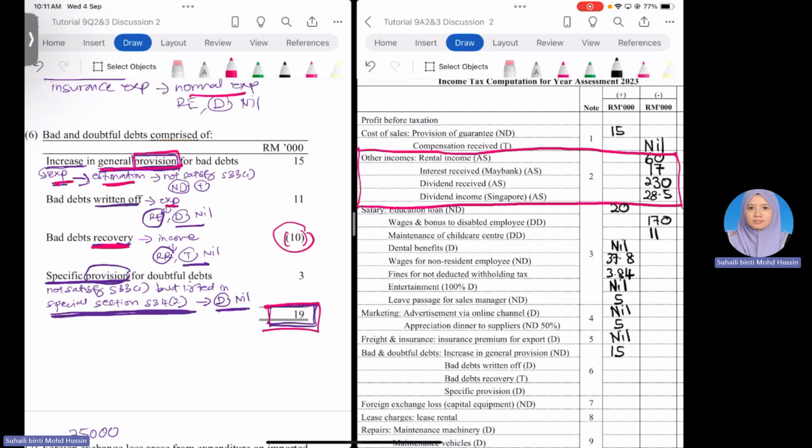How about if the question stated a decrease in general provision? Decrease in general provision, this is revenue. So in the taxation, the amount is non-taxable. It's opposite. So the amount will be minus. So it's the other way around.